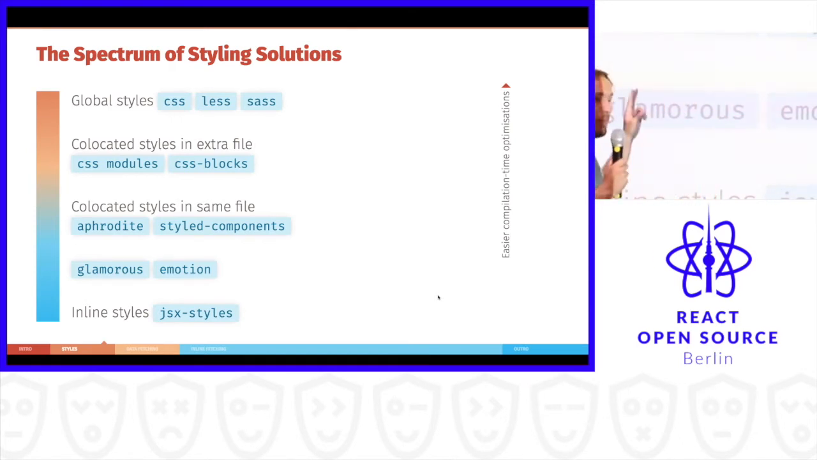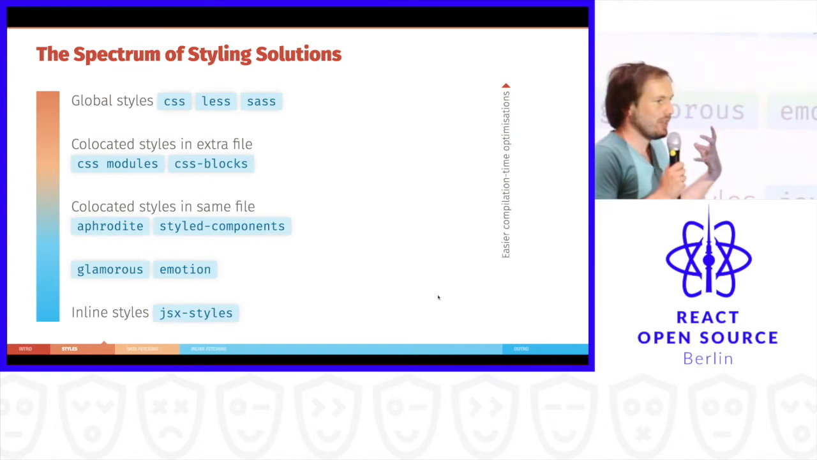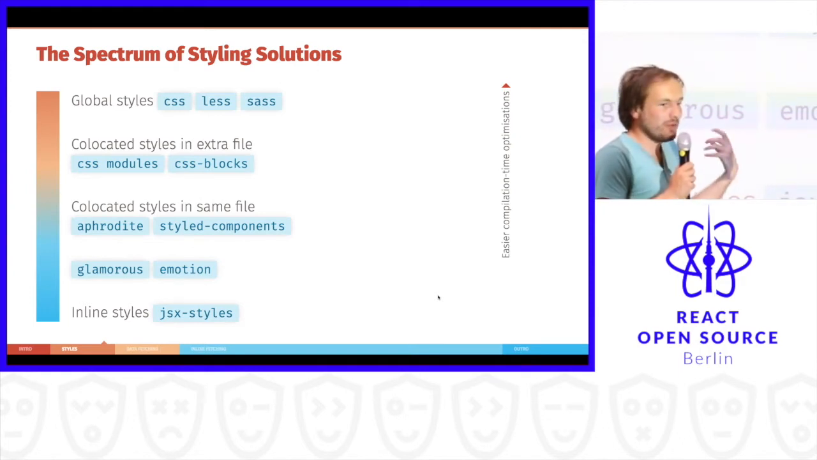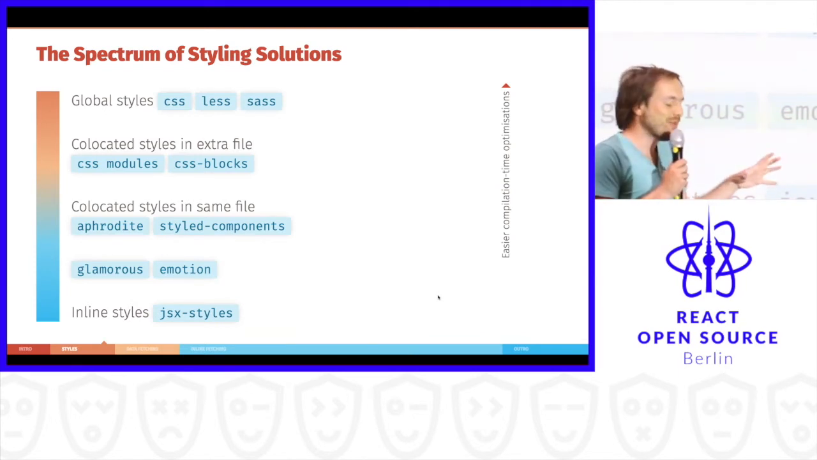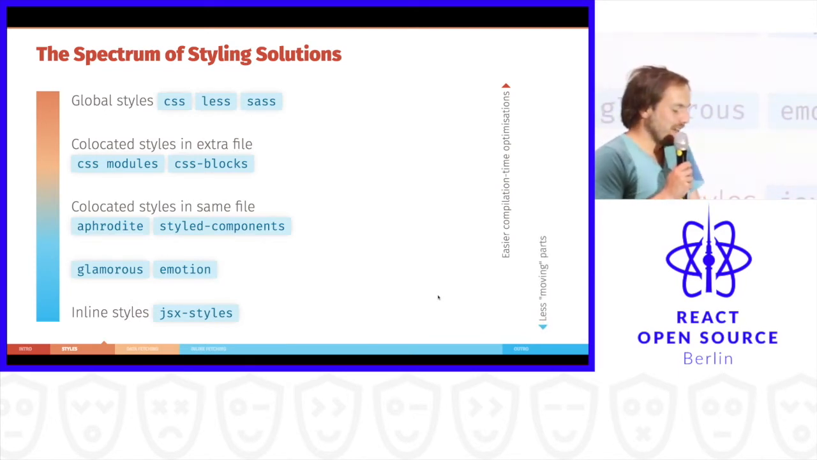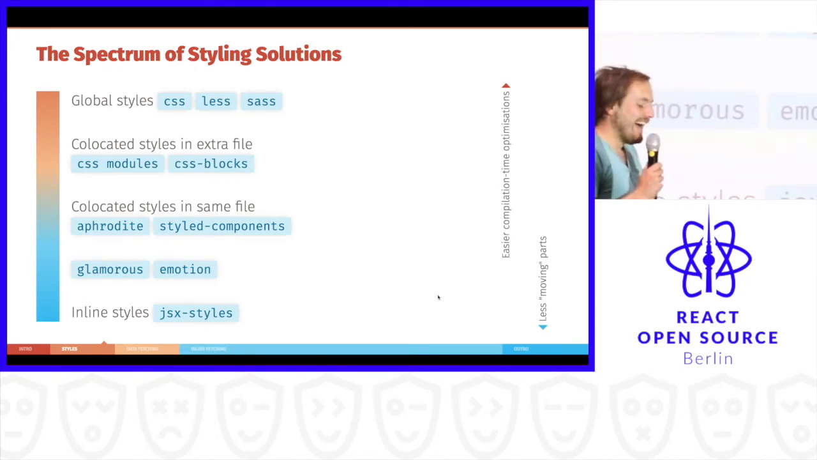The further up you go, the easier it is for the compiler to make some optimizations, because it's much easier to extract information from a single file versus inspecting what you're rendering and how exactly you're composing your component tree. And the further down you go, the fewer moving parts you have.